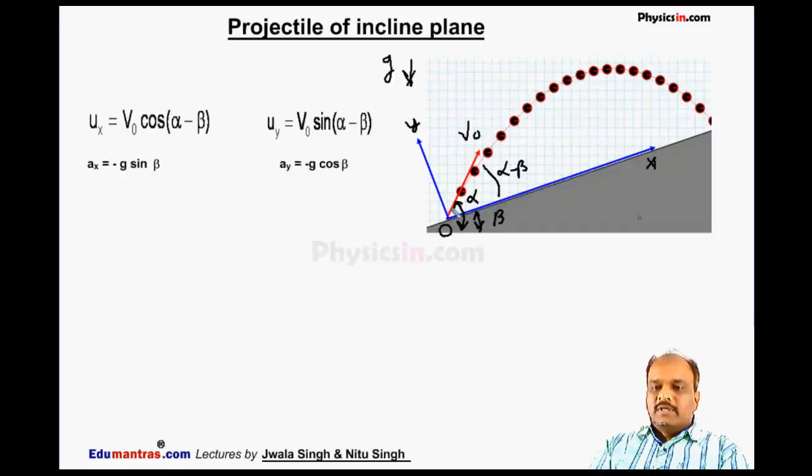Now if this is alpha minus beta, we can say Ux is v naught cos(alpha minus beta), because this angle is alpha minus beta. So this is Ux, and this is Uy. Uy is v naught sin(alpha minus beta).